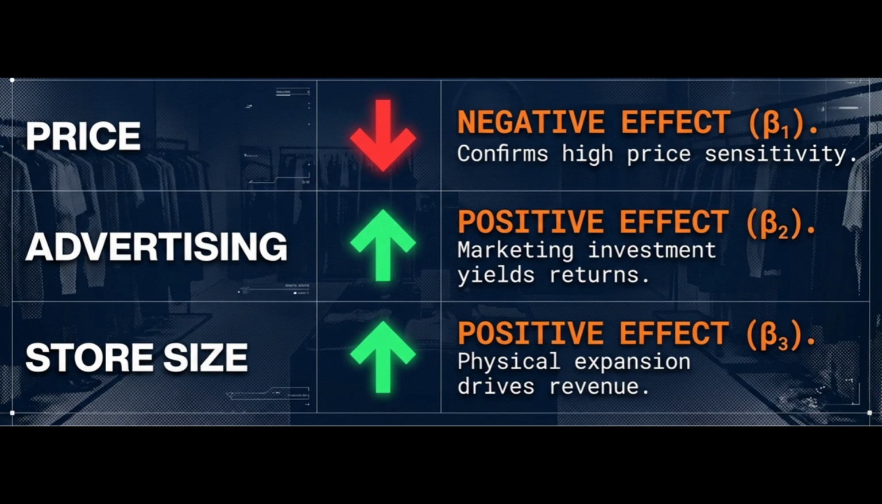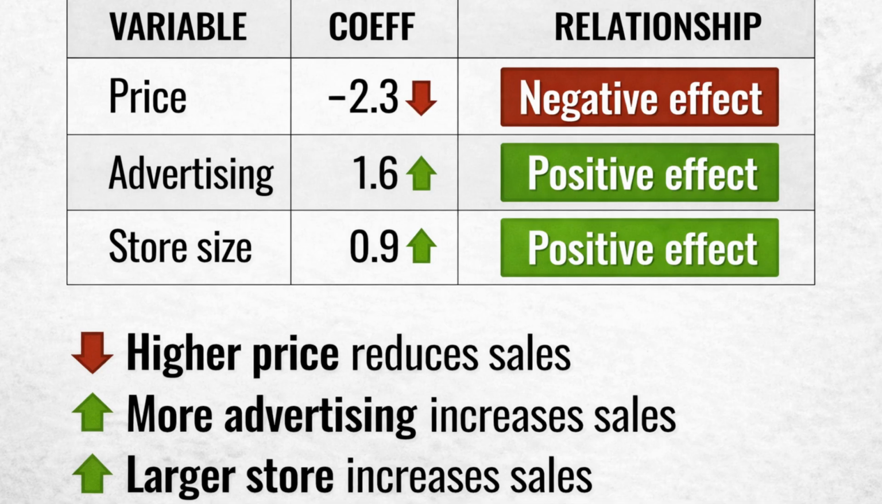After estimation, they get these results. Price has a negative effect. Advertising has a positive effect. And store size has a positive effect on the sales revenue. This means higher price reduces sales, more advertising increases sales, and larger store increases sales. The model confirms their hunches, but now with some serious numbers. Now they are not guessing but measuring, right?